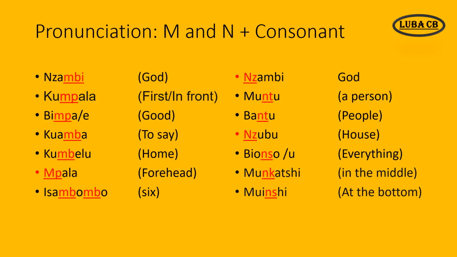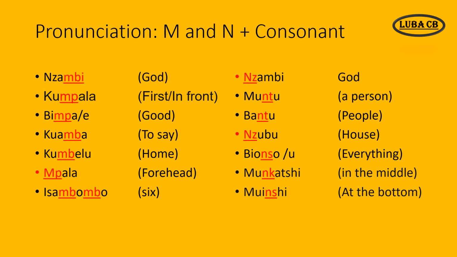A person, Muntu. Nt. In Muntu, the N is brief and then the T hits harder. Muntu, Bantu. Nzubu. It makes it seem like the N is silent, but it's there right at the start, but the following consonant is stronger. Nz. Nzubu. Everything is the word Bionsu.